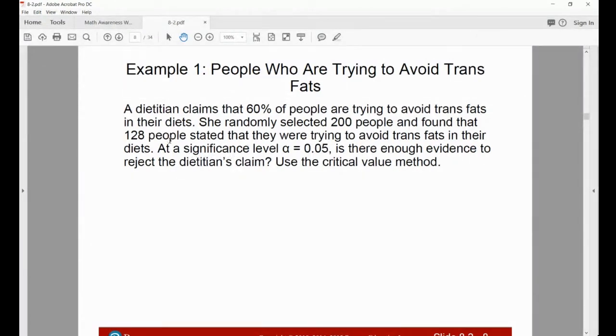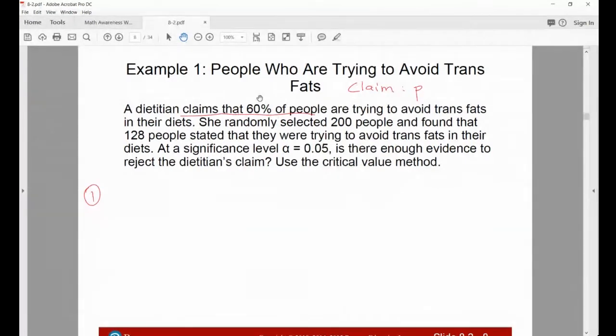So, first step, let's go by steps. Identify the claim and write the hypothesis. So, what's the claim in this example? And we need to write it in symbolic form. It's about a percentage, so we know that we're going to use the letter P for the proportion. So instead of percentage, we're going to work with the proportion. Now, what's the claim? That the proportion is what? Equal, not equal, less than, or greater than 60%. In this case, we use the equal.